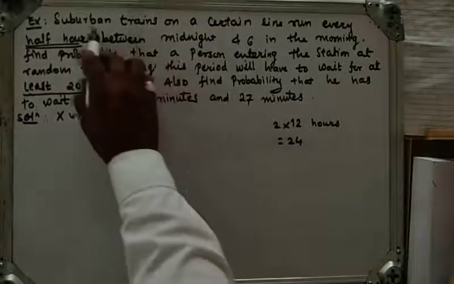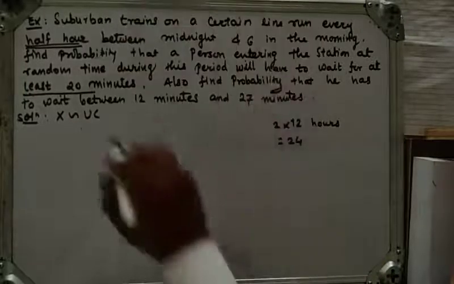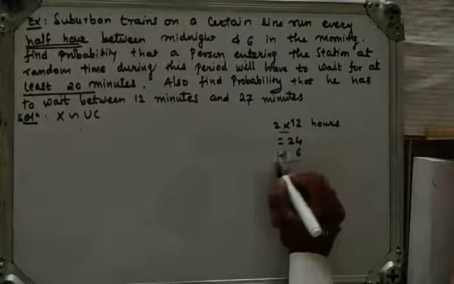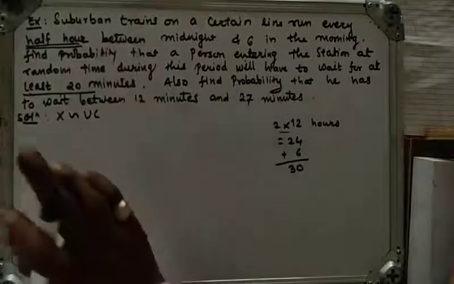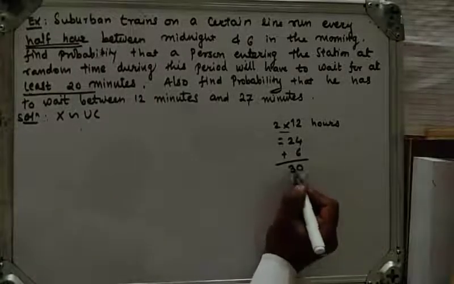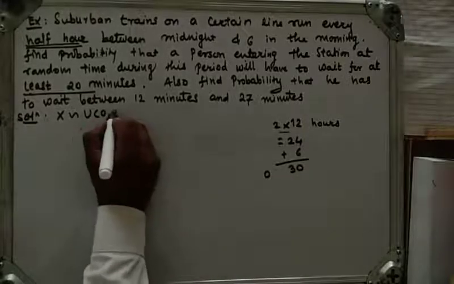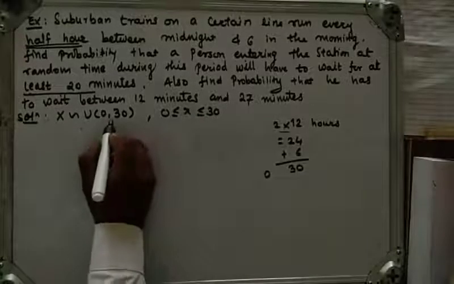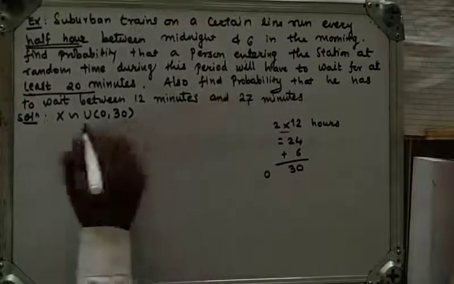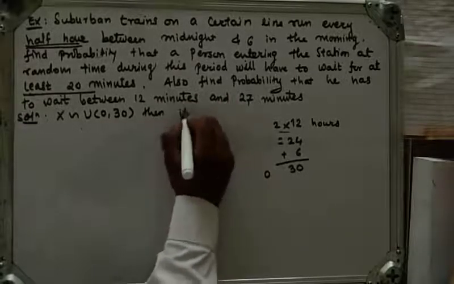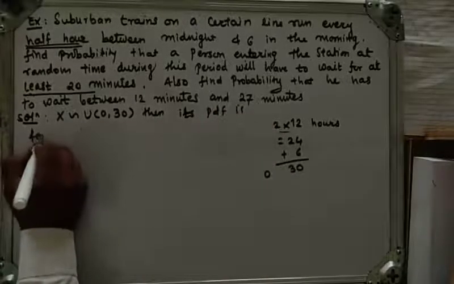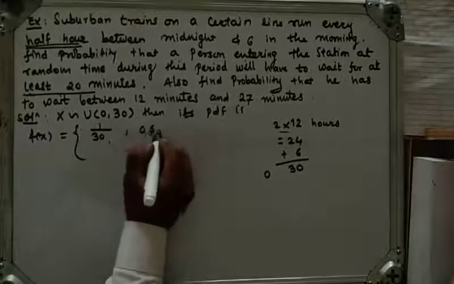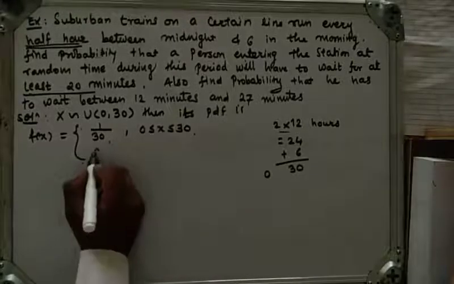Which means a total of 24 trains will run in 12 hours. And we are also given 6 in the morning, so 24 plus 6, a total of 30 trains run on that line. So the uniform distribution is 0 to 30, and the value of x lies between 0 and 30. Therefore its probability density function is f of x equal to 1 upon b minus a, so 30 minus 0, which is 1 upon 30 whenever 0 is less than or equal to x less than or equal to 30, and 0 otherwise.